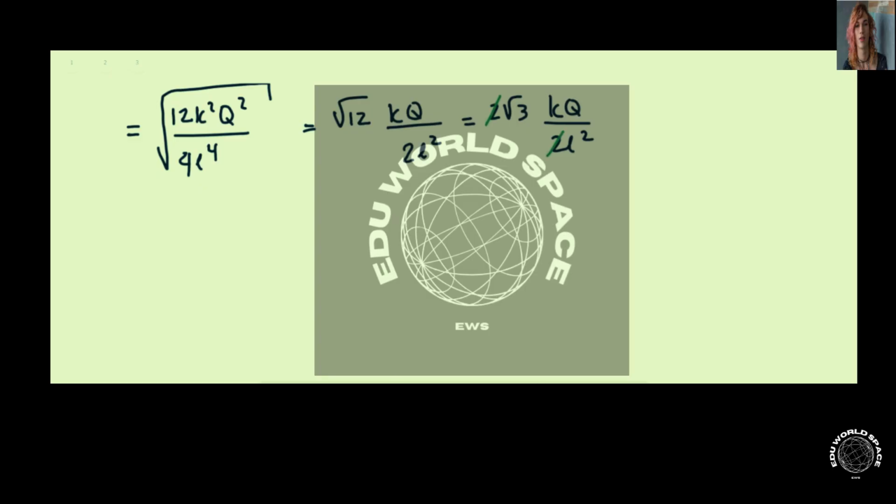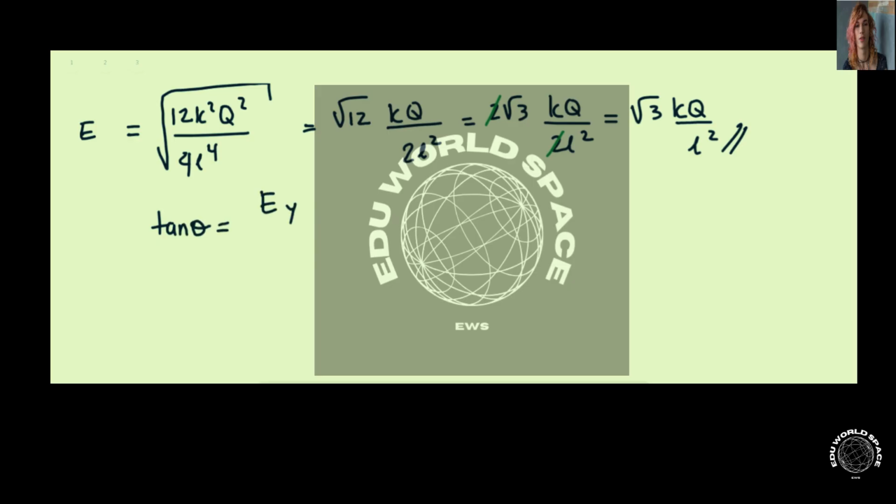So what we have as the net field, the magnitude of the net field at the origin, is square root of 3 kq over L squared. Now let's look at the direction of this electric field. How? By looking at the tangent, right?